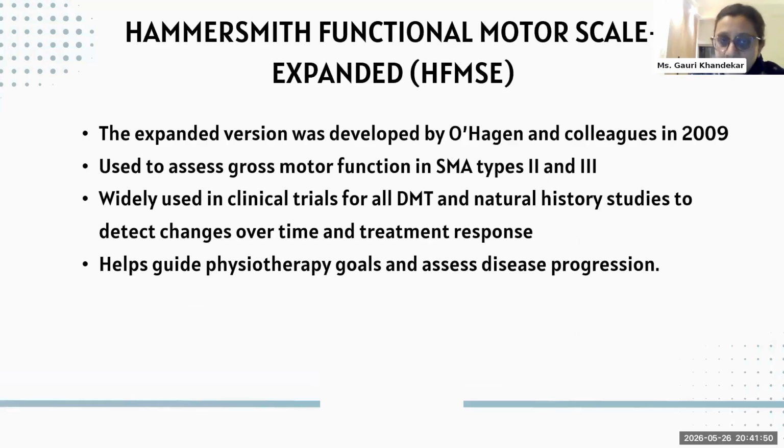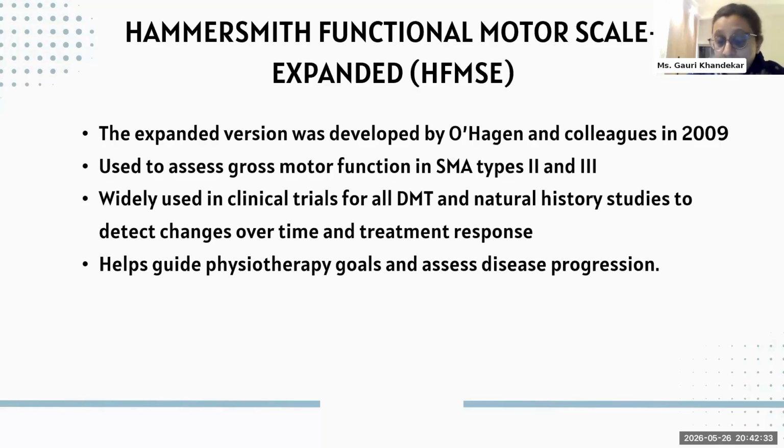Now we come to the third test, which is the Hammersmith Functional Motor Scale, HFMSE expanded. What we see here is the gross motor function. It is mainly used in type 2 and type 3 because the items start with the child in sitting. So if the child doesn't have sitting, we don't use the HFMSE; we go to CHOP INTEND and HINE more. But it is again a very sensitive test, widely used in clinical trials with all the DMTs. DMT is disease modifying therapy. It is used in natural history studies also.